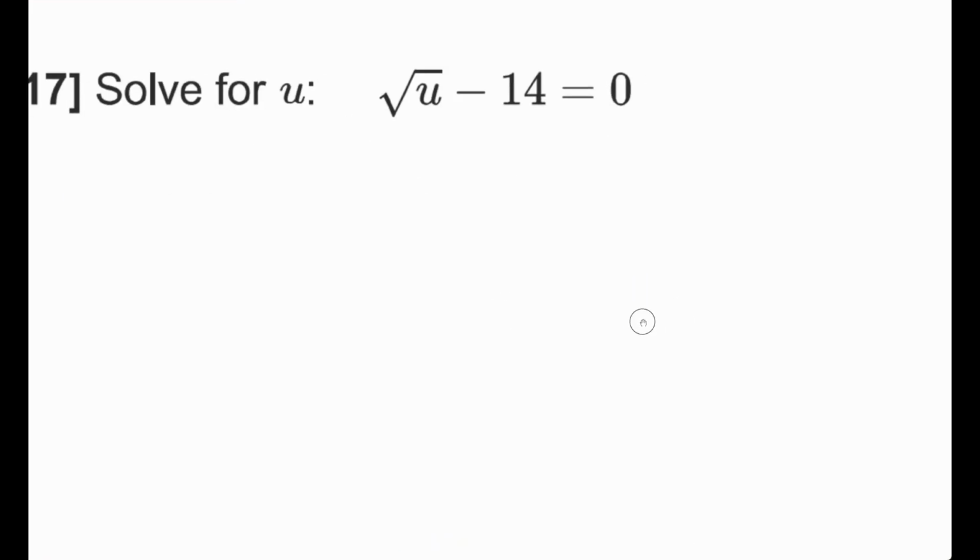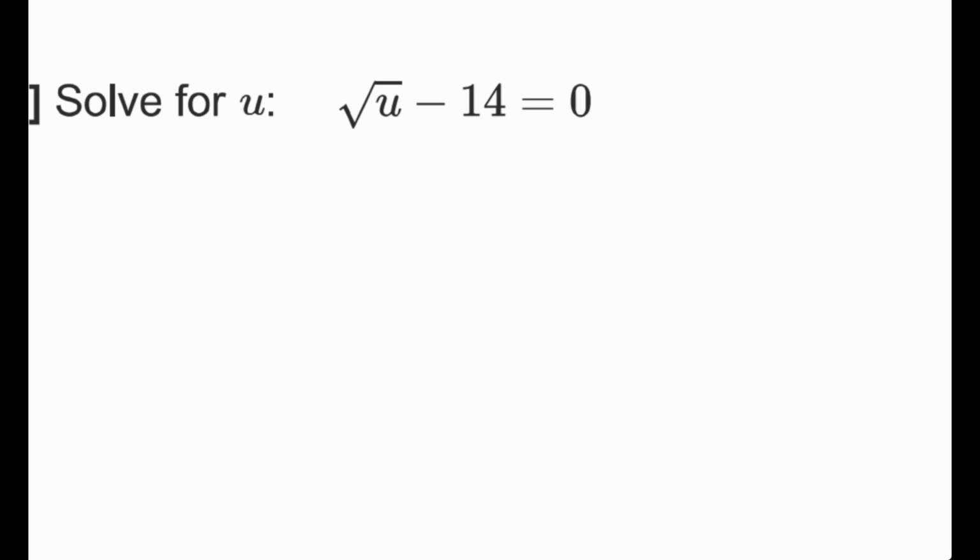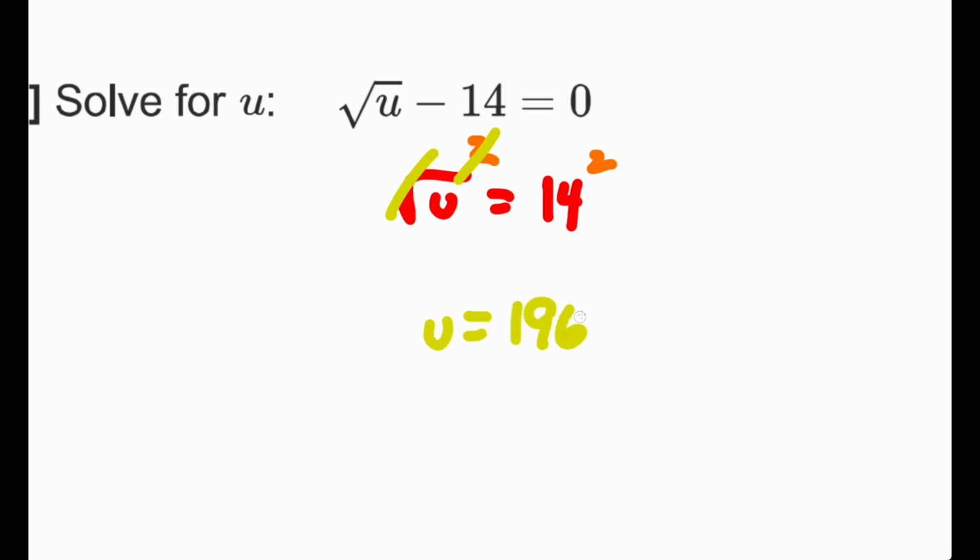All right, let's do this one now. First thing we're going to do is add 14 to both sides. Remember, isolate the radical. Square root of u is equal to 14. Okay, from here, square both sides, because when you square a square root, it cancels, and you're going to be left with 14 squared, which is 196.